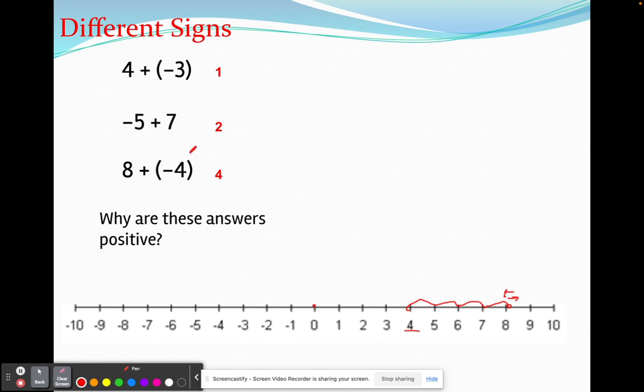So why are these answers positive? Now, if you notice, the 4, my positive number, is larger. The absolute value of my positive number is 4. The absolute value of my negative number is 3. 4 is bigger than 3, so my positive number is bigger than my negative number. So positive wins. I have a negative 5 and a positive 7. My positive number is larger than the absolute value of my negative number, which is 5. So my positive number wins. I have more positive than negative. Same here, my positive number is an 8, my negative number is a 4, so my positive number wins.